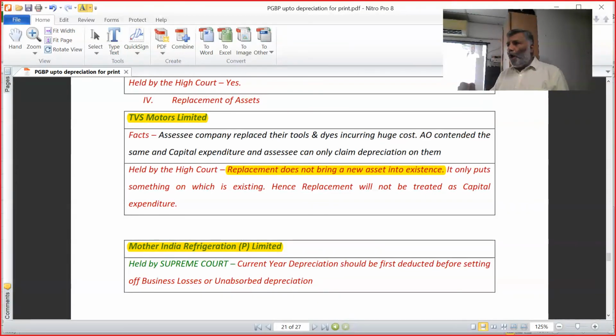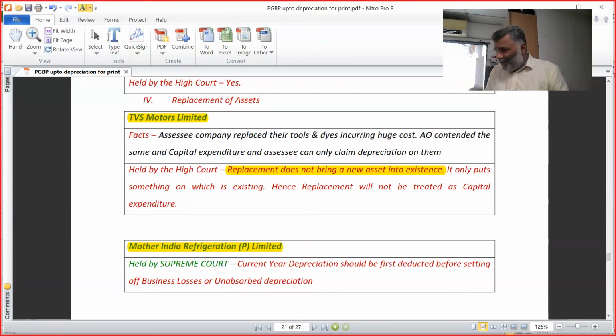What is the order of set off of losses? Can I first set off business loss and carry the current year depreciation as unabsorbed depreciation? This year I have a profit of 1 lakh, depreciation of 80,000, brought forward business loss of 1 lakh. What I did is, 1 lakh I'll set off, 80,000 I'll carry as unabsorbed because it can be set off against any income and for an indefinite period, all these things.